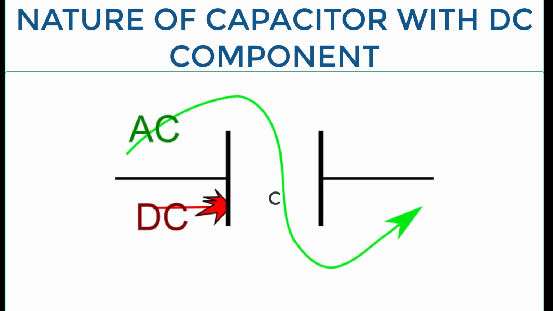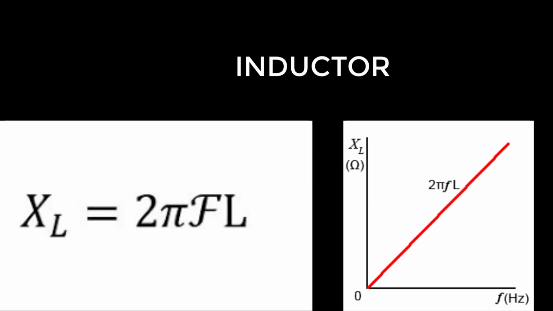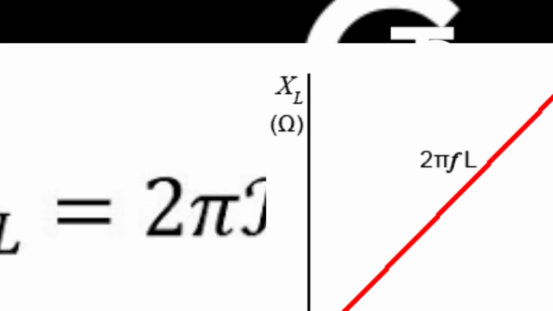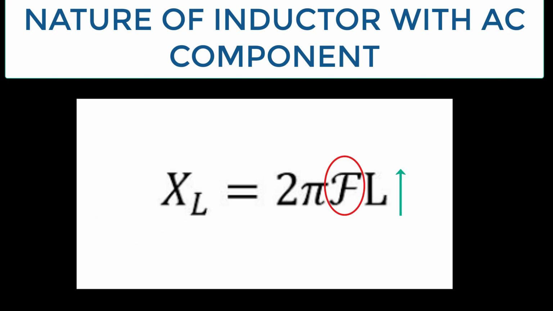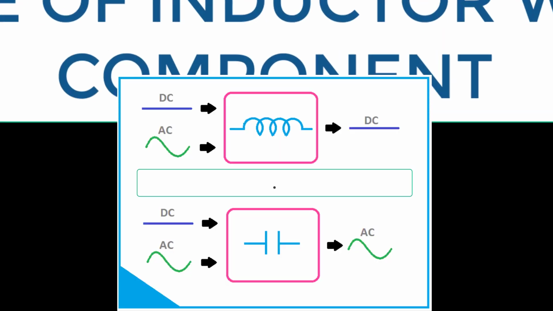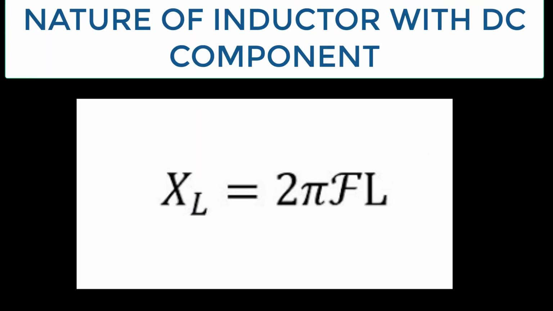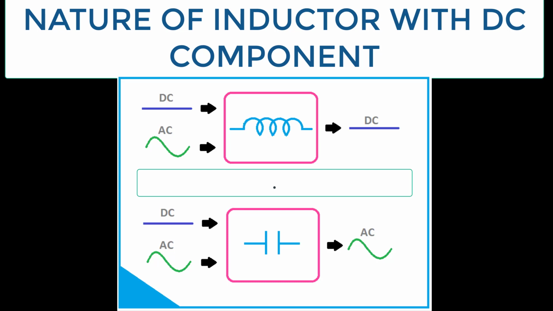which means to say that a capacitor blocks the DC component. This slide shows the relationship between inductive reactance and frequency. From the equation and the curve, we are sure that inductive reactance is directly proportional to frequency. AC components generally have high frequency and consequently high inductive reactance. Due to high inductive reactance, it acts like an open circuit for AC components, which means to say that an inductor blocks the AC components. DC components have zero frequency and consequently zero inductive reactance. Due to zero inductive reactance, it acts like a short circuit for DC components, which means to say that an inductor passes the DC component.